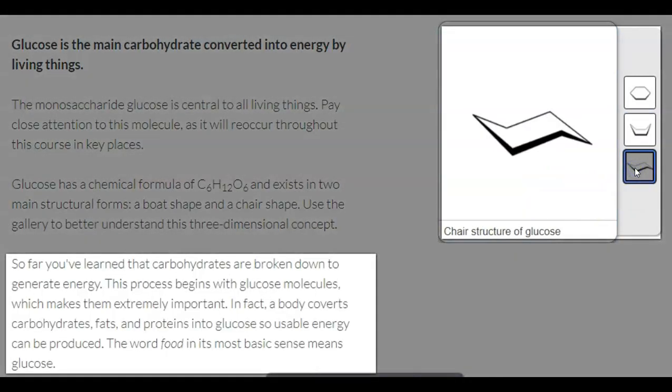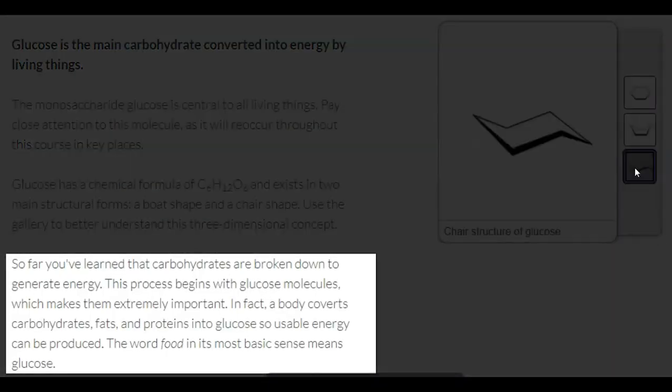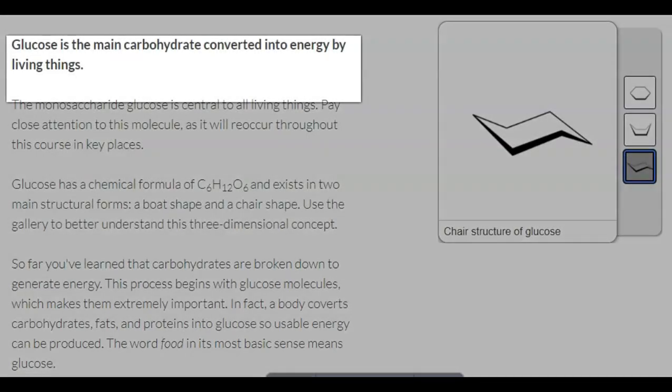So far, you've learned that carbohydrates are broken down to generate energy. This process begins with glucose molecules, which makes them extremely important. In fact, a body converts carbohydrates, fats, and proteins into glucose, so usable energy can be produced. The word food, in its most basic sense, means glucose.